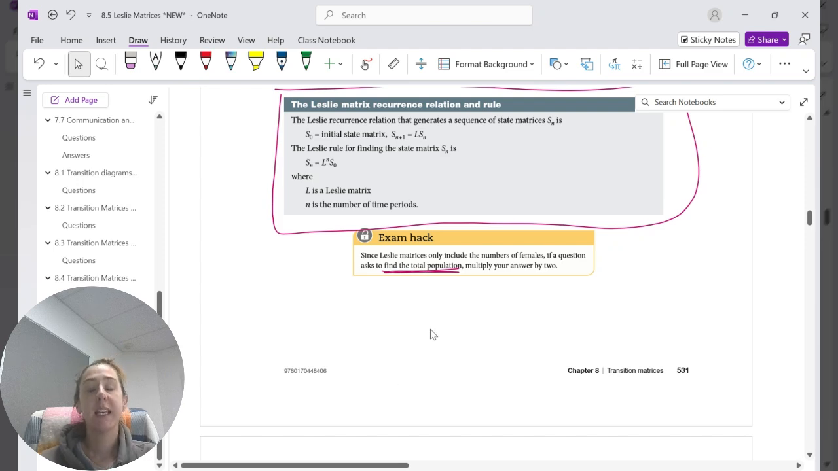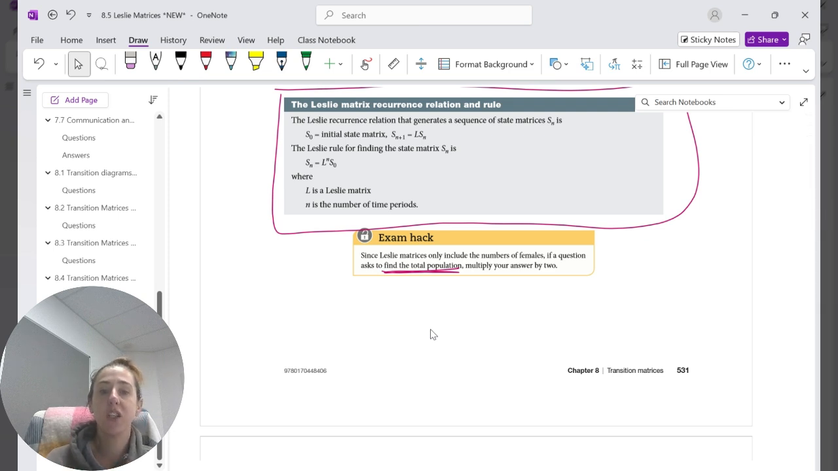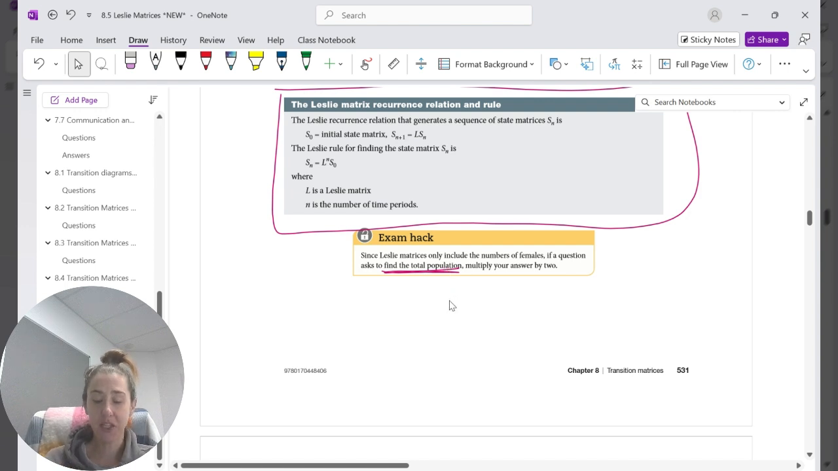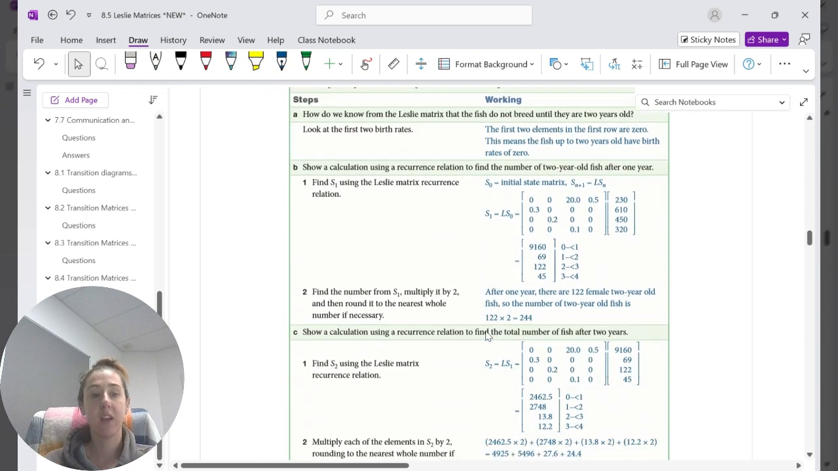All right. Exam hack. Since Leslie matrices only include the number of females, if a question asks you to find the total population, multiply your answer by 2. Because remember, we're taking the big idea that half the population is female and half the population is male if it's not stated. So read questions really carefully. If it says total population and you're working with Leslie matrices, you're going to have to double it because Leslie matrices only deal with the female population. Okay.